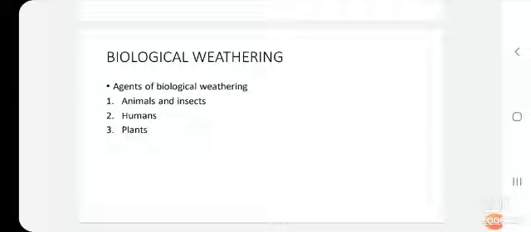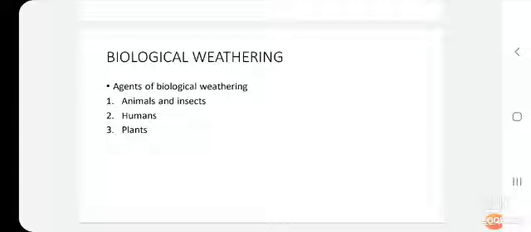Children, this biological weathering involves living organisms, which is why it is known as biological weathering. The main agents are the animals, insects, plants, etc. Both physical disintegration and chemical composition are involved in this biological weathering.